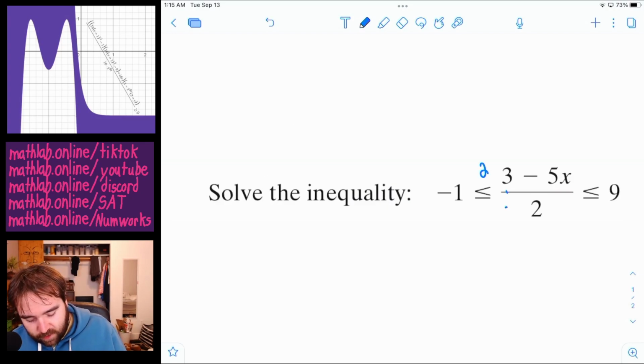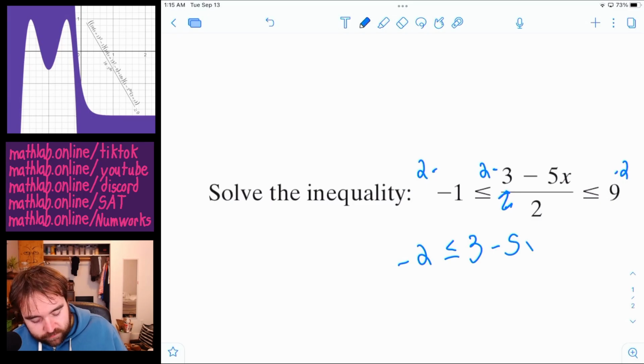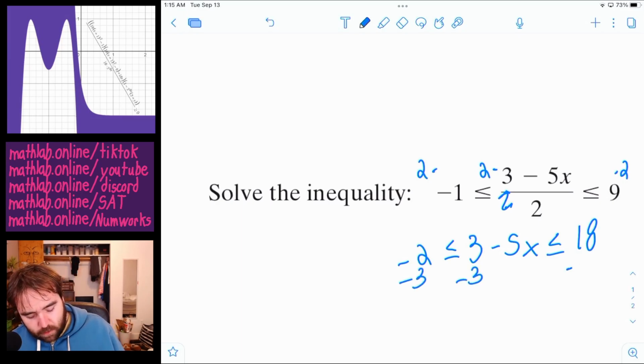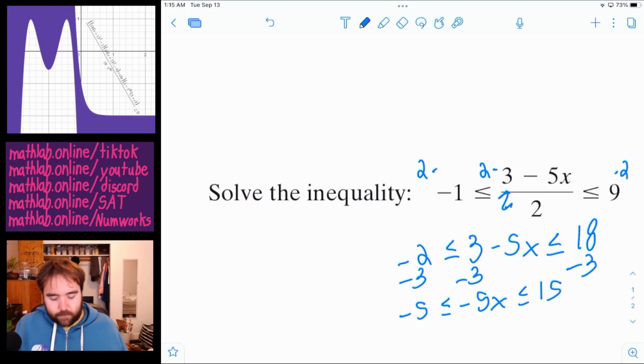So multiply this side by 2, multiply this side by 2, multiply this side by 2. So we'll have negative 2 is less than or equal to 3 minus 5x, which is less than or equal to 18. And then we're going to need to subtract the 3 from everything. So we got that negative 5x is in between negative 5 and 15.